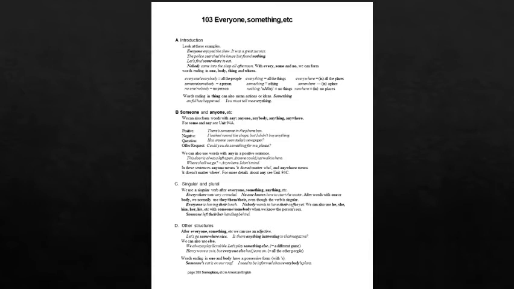B. Someone and anyone, etc. We can also form words with any. Anyone, anybody, anything, anywhere. Now here, by adding the suffixes one, body, thing, or where, the meaning of this whole word changes. Anyone means any person. Anybody, of course, also means any person. Anything basically is related to an action or idea. Anywhere is related to a place that is unknown.